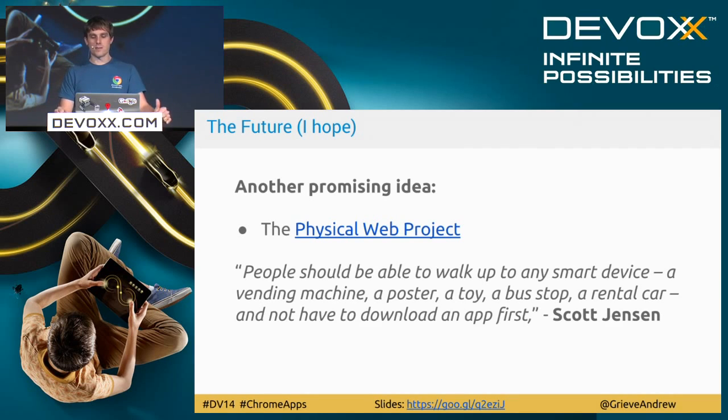People should be able to just walk up to any smart device, a vending machine, a poster, a toy, a bus stop, a rental car, a parking space, and not have to download an app first. So wouldn't it be cool if, with NFC or Bluetooth Low Energy or geofencing, you just interact with the things around you, not having to go to a store and install an app. So we'll see what happens with it.